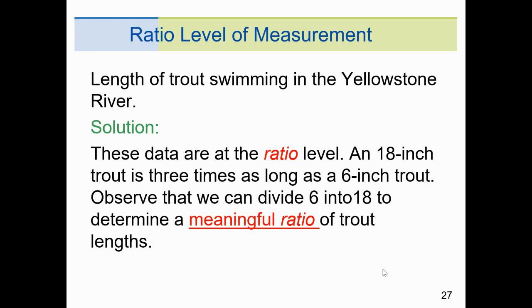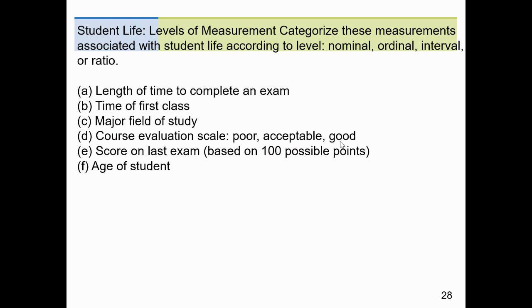Does it meet the interval level of measurement? Yeah, there is a 0 starting point, because if I haven't caught a fish, then I've got a trout that's 0 length, 0 inches long. It meets all the previous three, so it falls into the ratio level. By that I mean it's correct to say that an 18-inch trout is 3 times as long as a 6-inch trout. Observe that we can divide 6 into 18 and determine a meaningful ratio. So it met all the previous three, and it automatically falls into the ratio level of measurement.